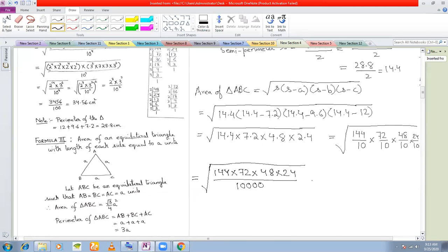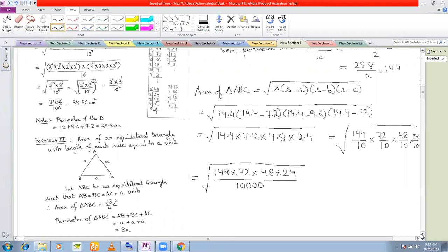Now what you do is you prime factorize each of these. You will follow exactly the same procedure for all your calculations in Heron's formula. Whatever you get under the root, you prime factorize each and every number in the numerator and in the denominator. In the denominator, I've got a very convenient number, so I don't need to prime factorize. This is actually 100 square. You only need to prime factorize the numerator. So I have done the prime factorization.